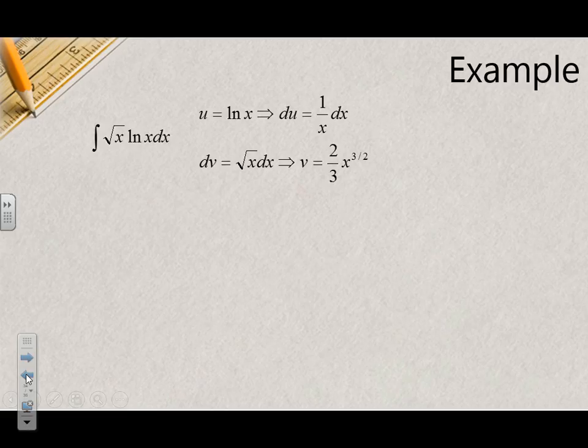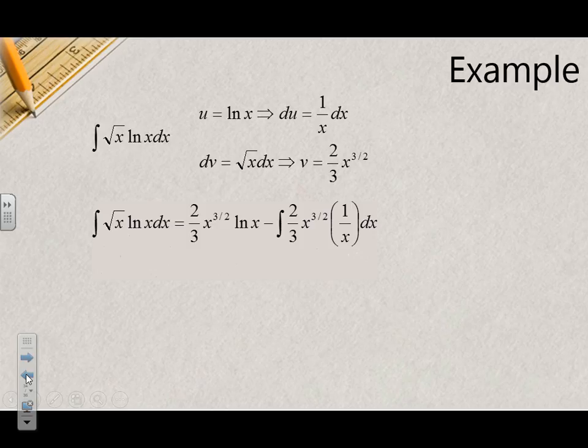So when we apply our integration by parts formula, we take u times v, 2/3 x to the 3/2 times natural log of x, minus the integral of v times du. So 2/3 x to the 3/2 times 1 over x dx. Once we get to this part here, the first term, the 2/3 x to the 3/2 ln x, is just going to stay like it is for good here.